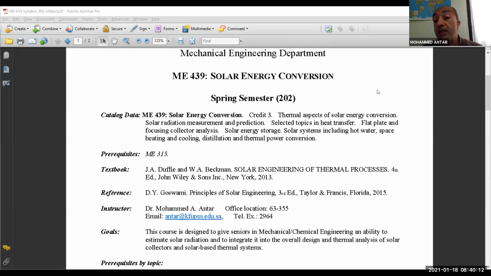Or in other applications, you may need to heat water to convert the water into steam and make use of that steam in a power plant. Alternatively, you may need conversion, as I mentioned, from solar energy into electrical energy that you can use to run any appliances that you have.